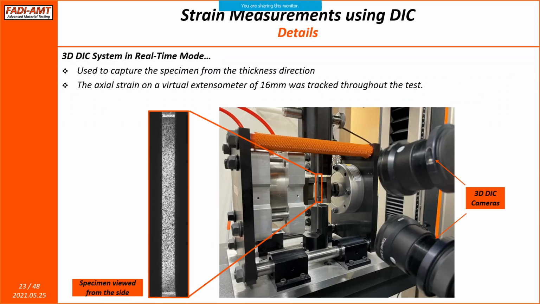This is the field of view for the DIC, and the specimen was captured in the thickness direction or sideways. Here comes the advantage of using a high resolution camera that made the measurements over such a small surface really accurate. The strains were tracked on a virtual extensometer of 16 millimeters throughout the test.